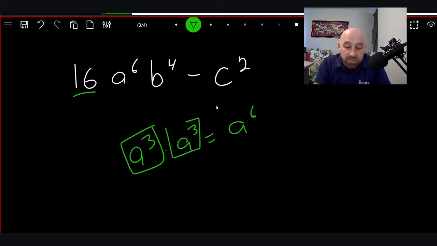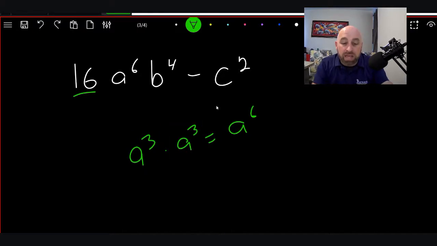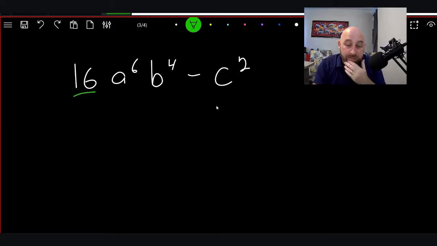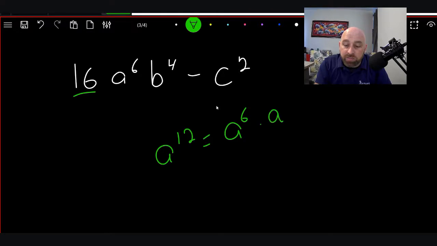That is the same as that. Every single even exponent is a perfect square. What do I mean by that? 12. 12 is a perfect square. A to the 12th. What does that equal? A to the 6th times a to the 6th.